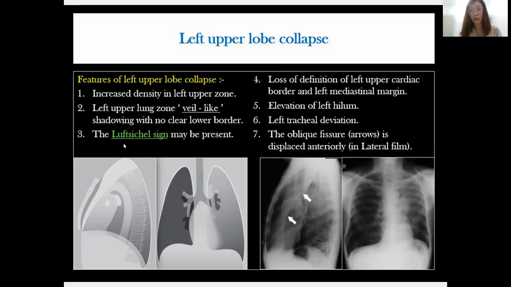Next you will see what we call the Luftsichel sign, where there is hyperexpansion of the superior segment of the lower lobe, overlapping with the mediastinal border. You will see this lucency here, we call the Luftsichel sign. But the most important finding is the wheel-like opacity. We must always look carefully, if not we will miss this finding. Again, it's associated with elevation of the left hilum compared to the right side, and there's also tracheal deviation to the left.